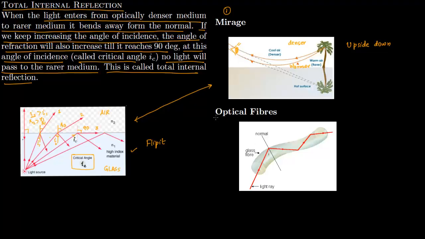Now this total internal reflection is used in optical fibers also. The light ray is passed inside the glass fiber and it keeps reflecting like this. This is very important in communications. Long distance cables which are laid under the ocean are optical fibers. So they preserve most of the light.